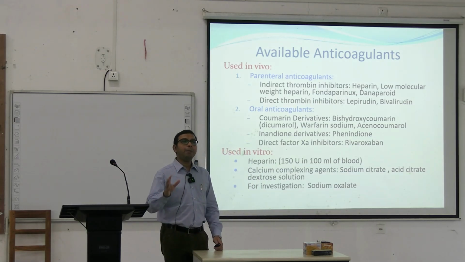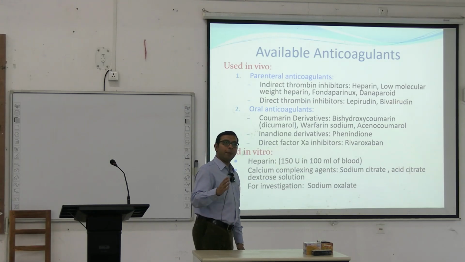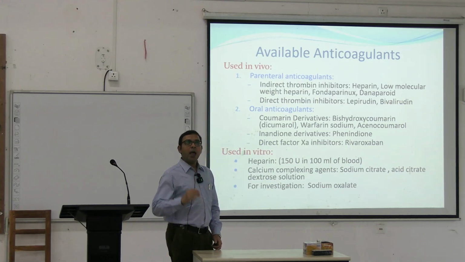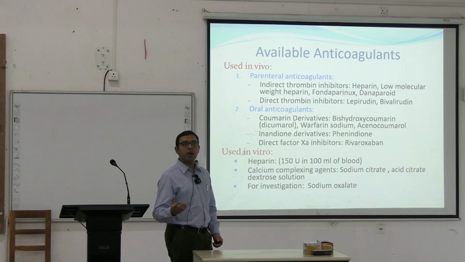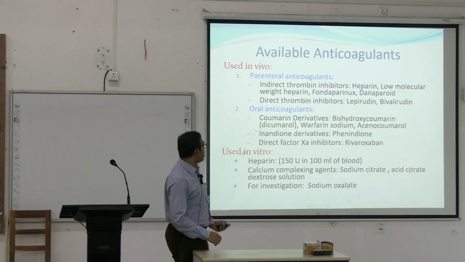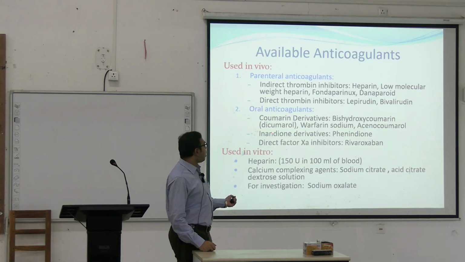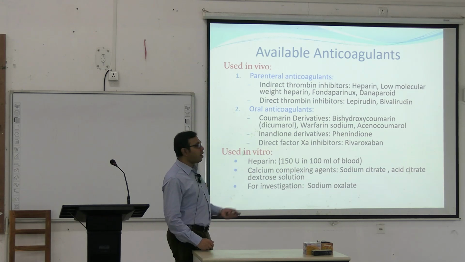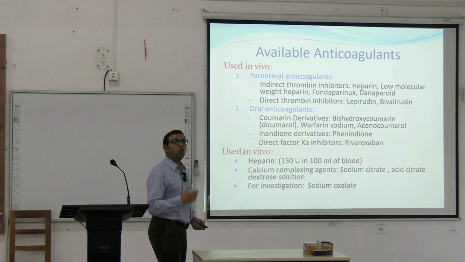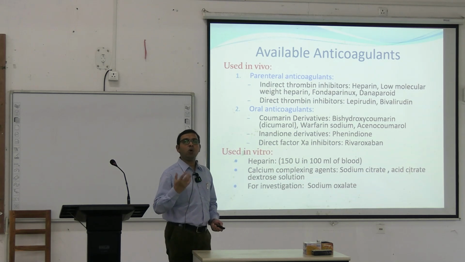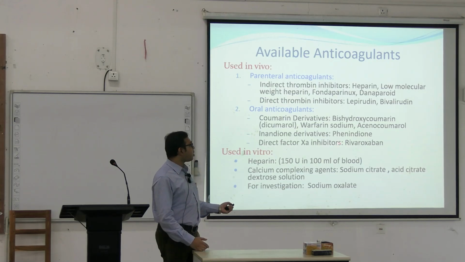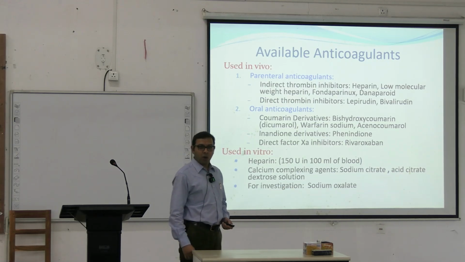Now the heparin can be unfractionated heparin, subcutaneous heparin, low molecular weight heparin, and there may be some heparin congeners like danaparoid, fondaparinux, etc. Examples of oral anticoagulants are coumarin derivatives or indandione derivatives, for example warfarin, acenocoumarol, phenindione, etc. And there are some newer novel oral anticoagulants, like direct factor 10 inhibitors such as rivaroxaban. We will discuss all of them.